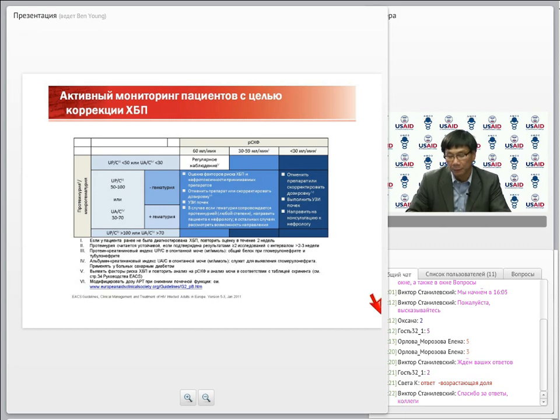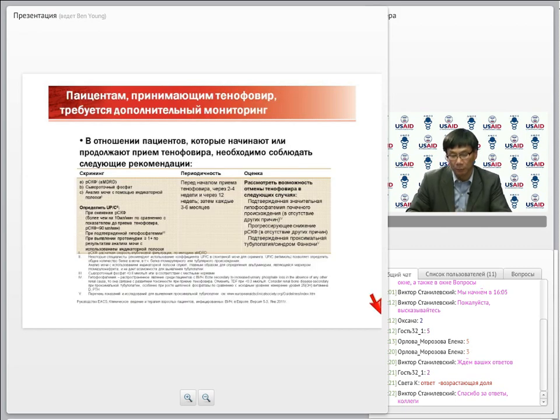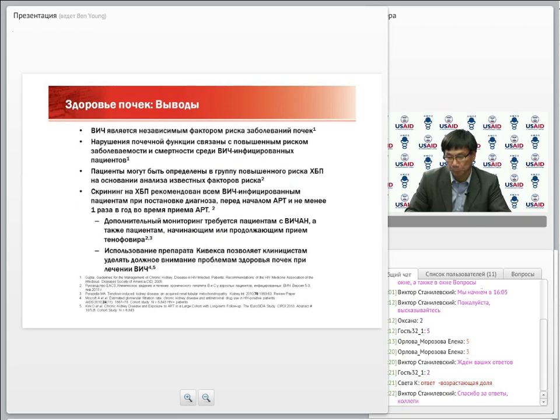Because of its association with renal disease, there's an additional set of guidelines for monitoring and management of patients who are initiating or receiving tenofovir-based therapies. In our country, tenofovir is very widely prescribed, and so an understanding of the best practices for management of tenofovir-receiving patients is important.